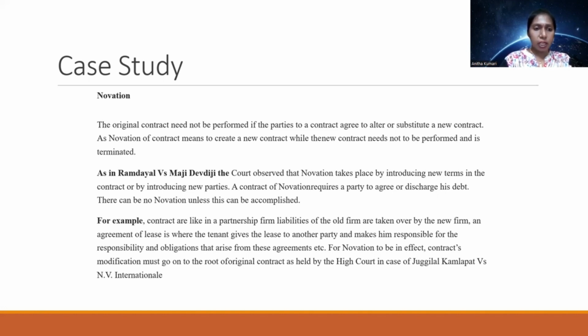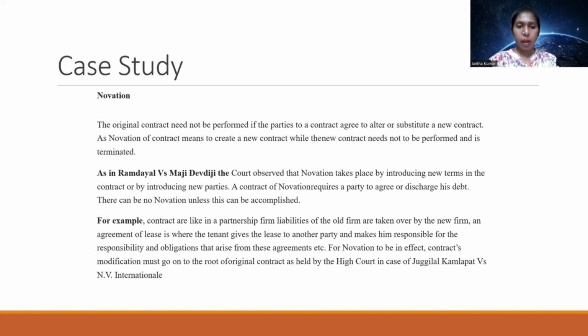For example, some case studies I have mentioned here. Ramdevajal versus Maji Devji. The court observed that novation takes place by introducing a new term in the contract or by introducing a new party. The contract of novation requires the parties to agree, because already in discharge of contract we have seen that novation can be done in two ways, either changes in the subject matter or changes in the parties itself. So sometimes if any kind of change occurs in the existing contract, it can be either cancelled or cannot be executed or performed. Some examples I have also mentioned here.